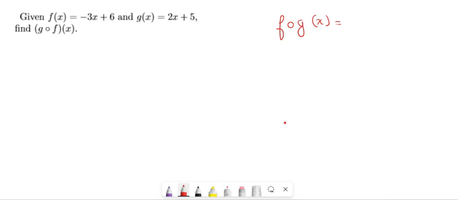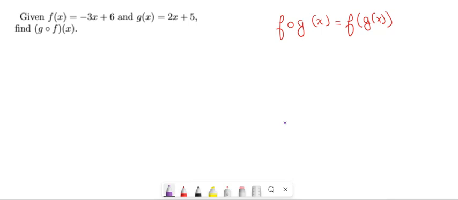It simply means you are applying the f to the g of x, and you are supposed to start from inside to the outside. So basically g of x first and then plug it into the f of x.